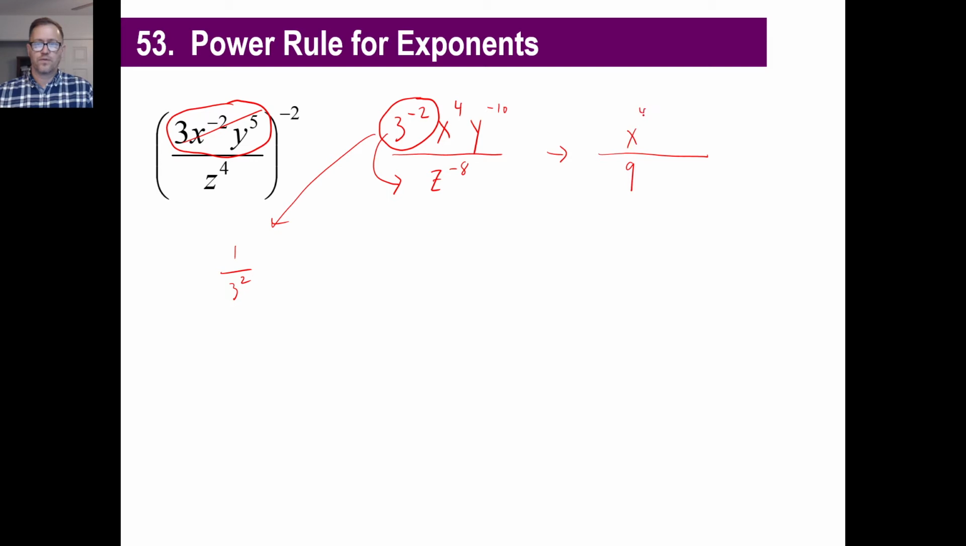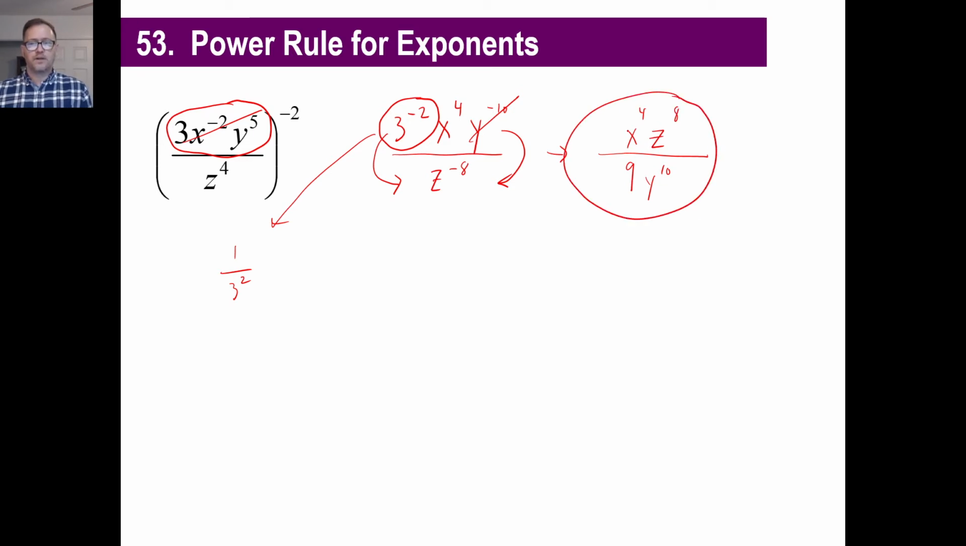Your x to the 4th is good, and if you want to make it all positive, that's good. This y to the negative 10th is not. We will move that down here, and it turns into y to the positive 10. And then we'll move the z to the negative 8th from down to top and go z to the positive 8th. And there you go.